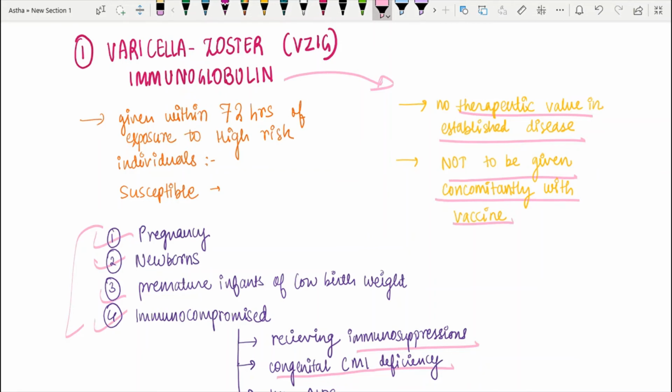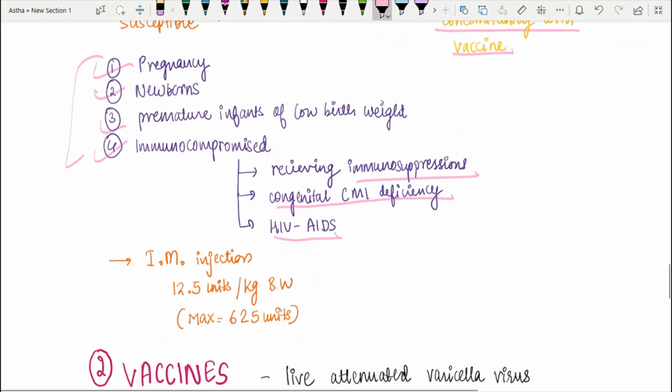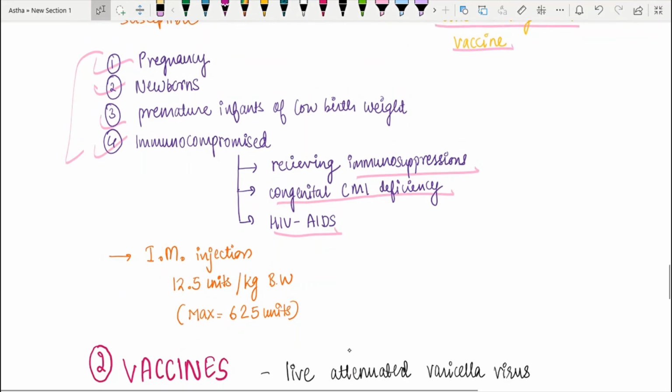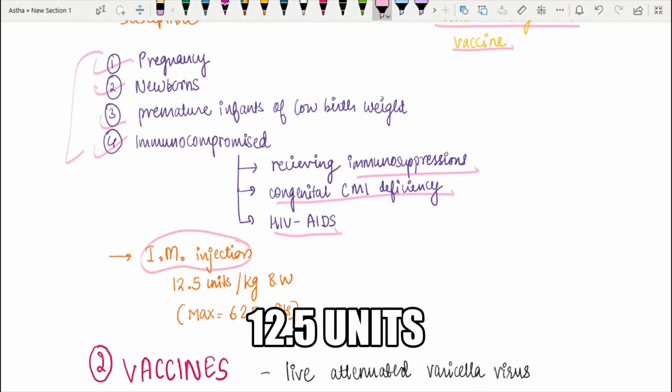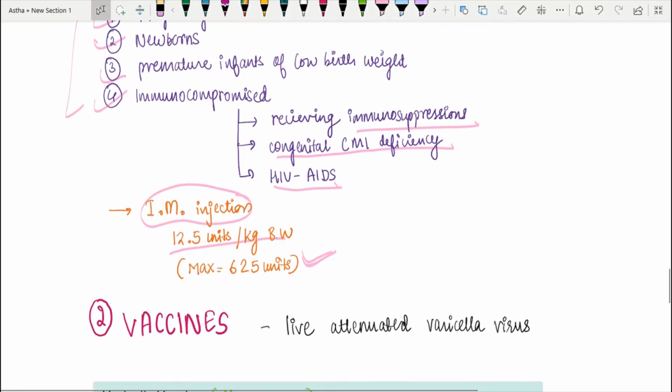Later we will discuss that the vaccine is formed of live attenuated strains of varicella zoster virus. But these immunoglobulins are a type of antibody, and vaccines contain virus. So antibody will react with the antigen of the virus, and thus they should not be given together. And this immunoglobulin is given by intramuscular injection, around 12.5 units per kg of body weight. That is, a maximum of 625 units of this immunoglobulin can be given.